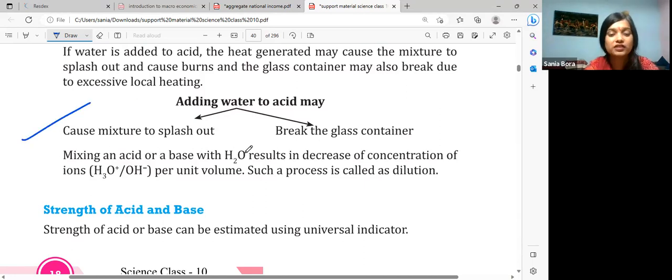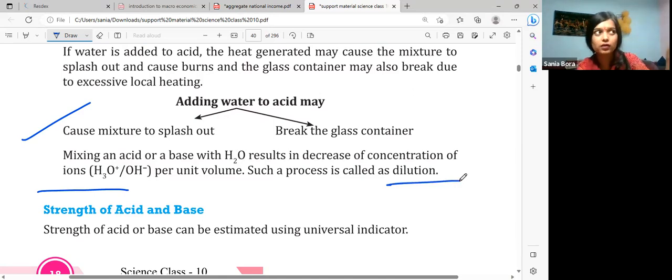Mixing an acid or a base with H2O results in a decrease of concentration of ions per unit volume. Such a process is called dilution. For example, in a base you have 4 OH minus; when you add water, you will have 2 left. It will always decrease. Similarly, if you have 5 H plus ions, when you add water, there will be only 3. So there is always a decrease in concentration of ions, and this process is known as dilution. D for decrease and D for dilution. Clear?